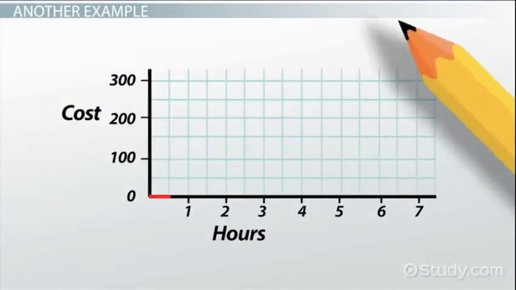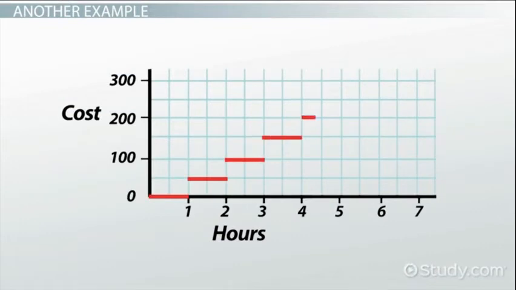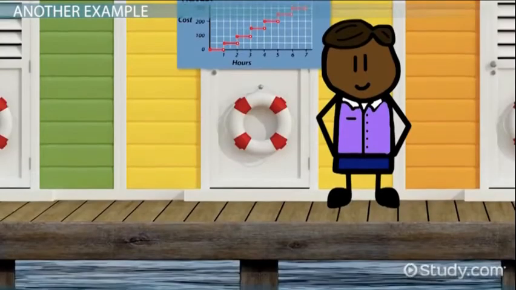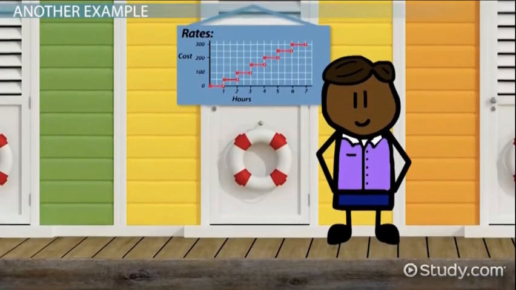First, we draw horizontal line segments at each cost along the interval of hours that it corresponds to. Next, we draw in our included endpoints with a closed circle. And lastly, we draw in the endpoints that are not included with an open circle. Ta-da! We have our graph. You can now make your sign and have your jet ski paid off in no time.